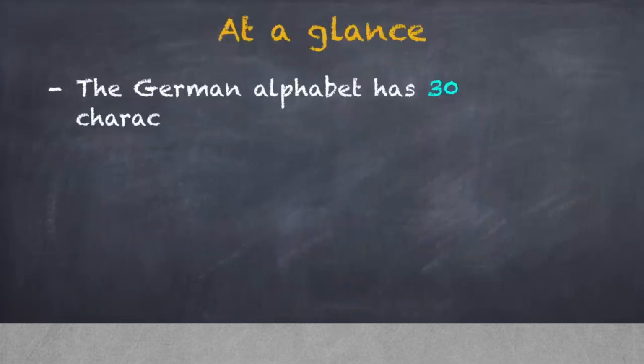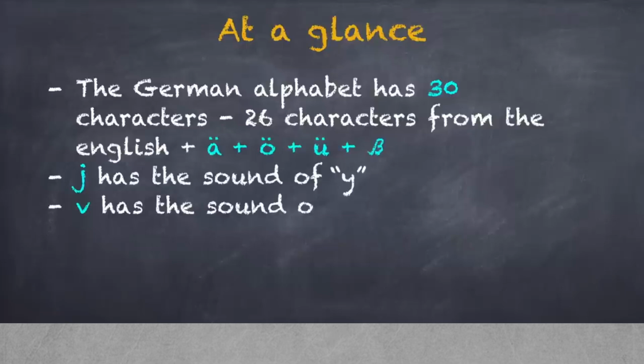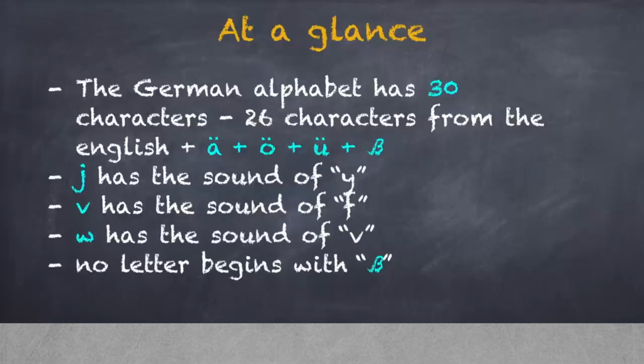And here are a few things to remember. The German alphabet has 30 characters, 26 characters from the English, plus Ä, Ö, Ü, and SZ. J has the sound of Y, V has the sound of F, W has the sound of V. No letter begins with SZ.